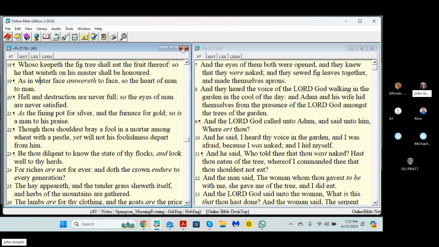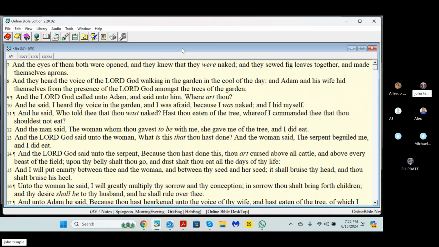So in Genesis 3:7, Adam and Eve made for themselves aprons of fig leaves after they ate from the forbidden fruit. Their eyes were opened, they saw that they were naked, and the eyes of them both were opened, and they knew that they were naked, and they sewed fig leaves together and made themselves aprons. And this is the only tree, besides the tree of knowledge of good and evil and the tree of life, that's mentioned by name in the garden, fig leaves.